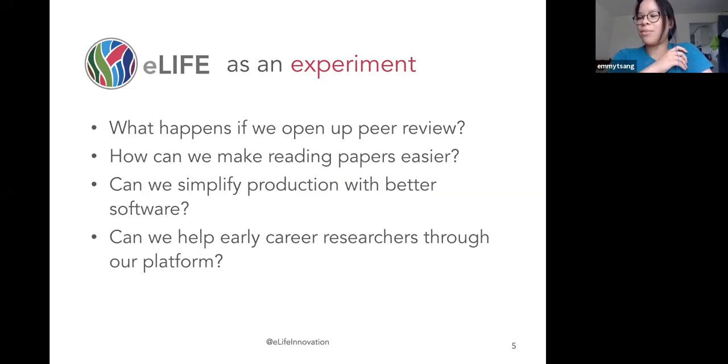Papers are the primary means through which scientists communicate and share our research findings. But if you are a researcher, I think you will agree that papers are rather difficult to find and read, and even more difficult to write and publish. eLife is constantly asking questions and experimenting with different steps of the process, for example, peer review and production, to see if we can make our interactions with papers easier and better. At the moment, we have 2 major methods for our experiments, which are open source technological innovation and community building.